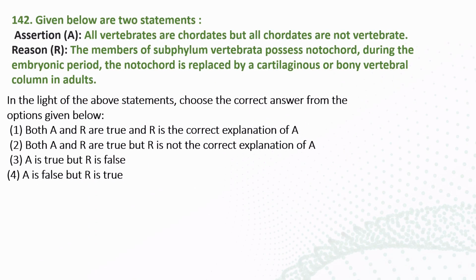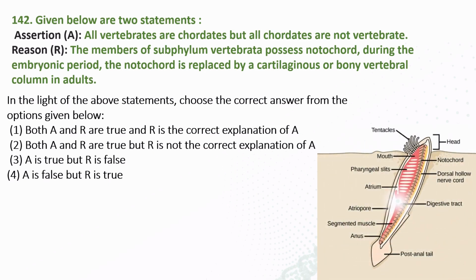Again, it came from the statements itself. It belongs to both vertebrates and chordates. So here what they are asking is: all vertebrates are chordates, but all chordates are not vertebrates. And the reason: the members of subphylum Vertebrata possess notochord during the embryonic period, the notochord is replaced by a cartilaginous or bony vertebral column in adults. In this you have to say which one is correct and which one is wrong, and if both of them are correct, and they are a correct explanation.